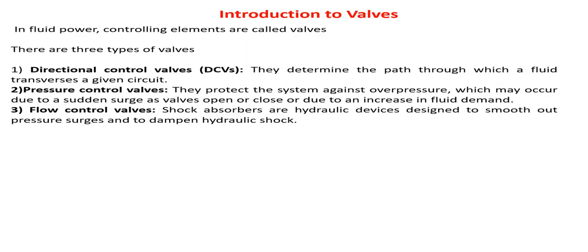So let us study what are valves. In a fluid power, controlling elements are called as valves. That means whichever the elements which control the flow of fluid are called as valves. So there are three different types of valves. There are direction control valve, pressure control valve, and flow control valve. Direction control valve determine the path through which the fluid travel.